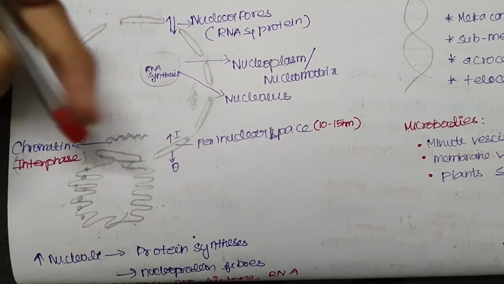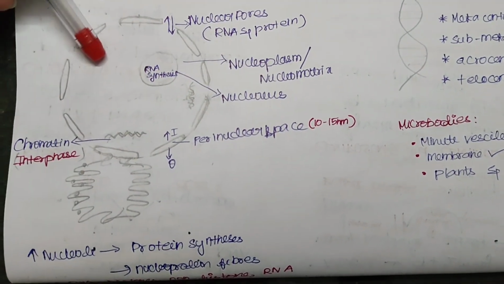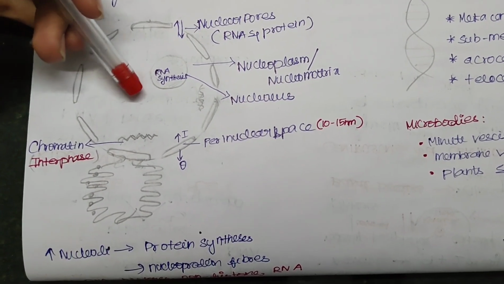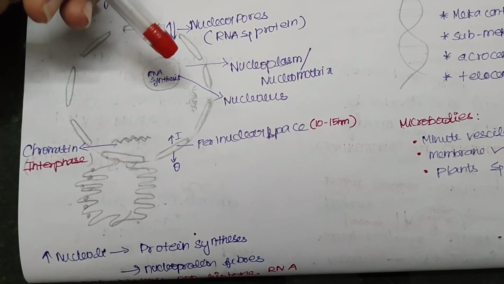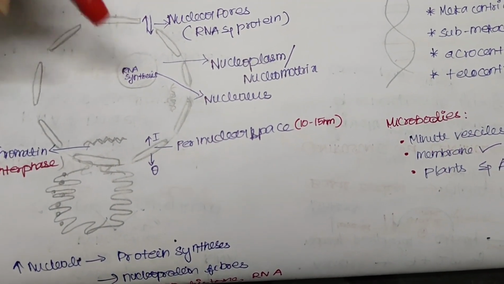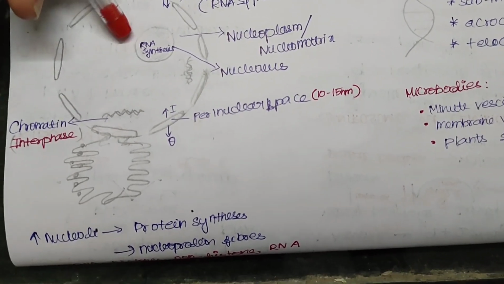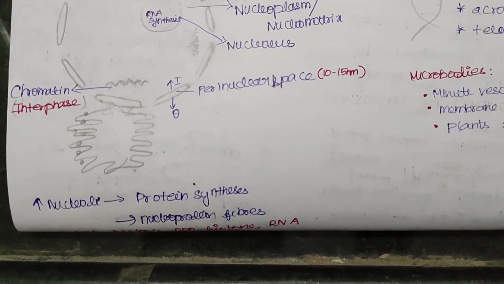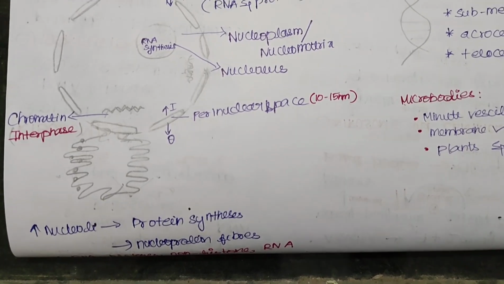And we have nucleoplasm. The surrounded area in the nucleus is called the nucleoplasm or nucleomatrix. Within this nucleomatrix, we have the nucleolus, which is the site of ribosomal RNA synthesis. Now, ribosomal RNA synthesis is done in the nucleolus, and in each cell the nucleolus differs. If the cell needs high protein synthesis, the nucleolus will be high in number.